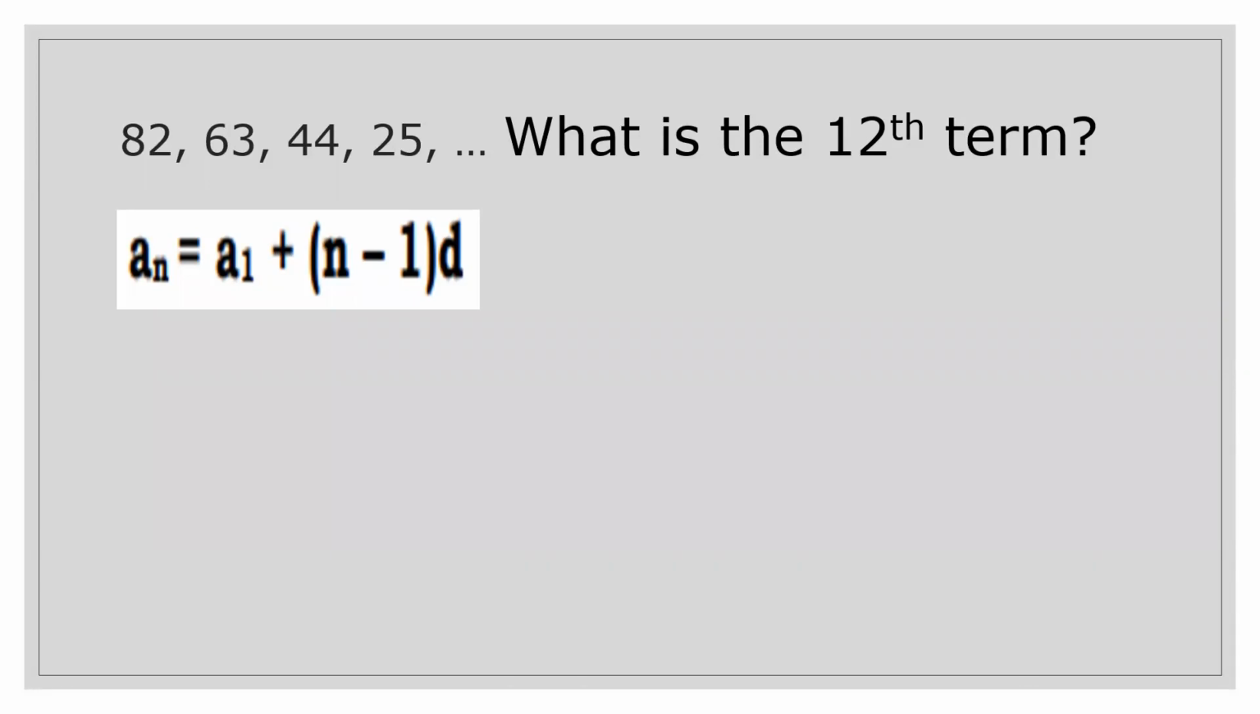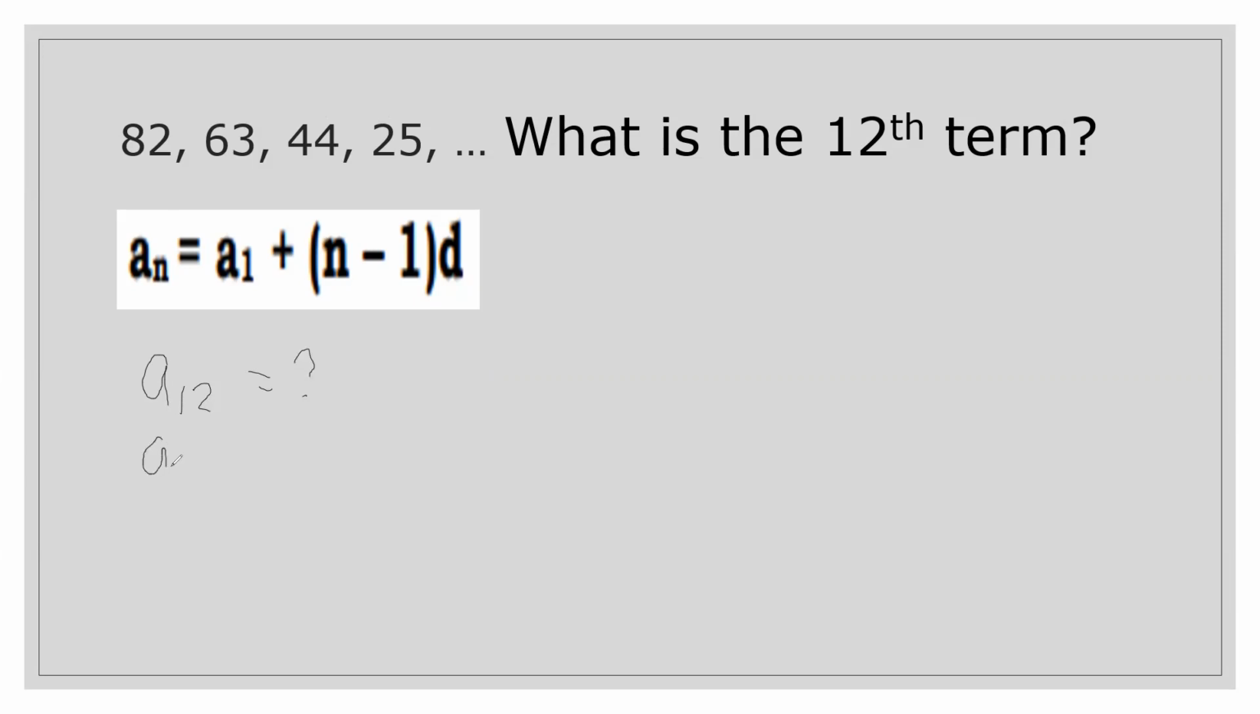Kaya, nagmumukha siyang paliit ng paliit. So, hinahanap natin ang 12th term. So, isa-isahin natin. Check nga natin. 82 plus negative 19 is 63. That's correct. Plus negative 19, it's 44. Plus negative 19, it's 25. So, constant naman yung negative 19. So, this is an arithmetic sequence. So, what we are looking for is the 12th term. So, that is a sub 12.